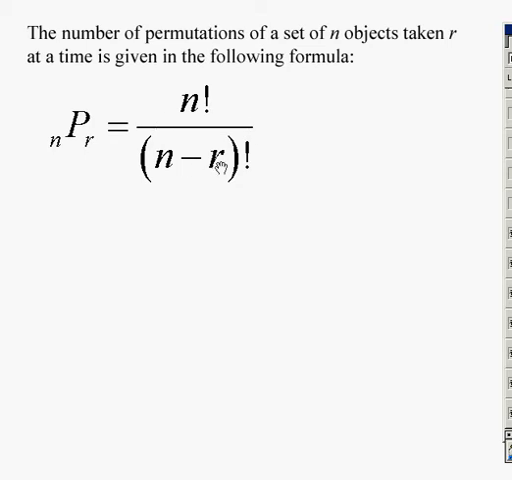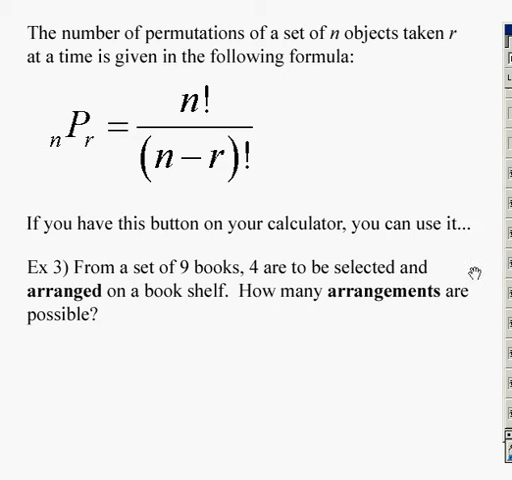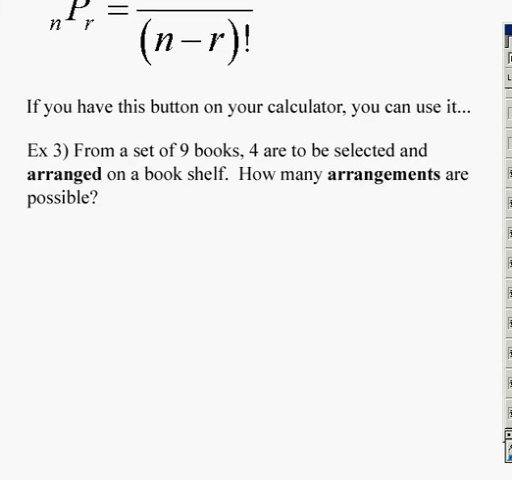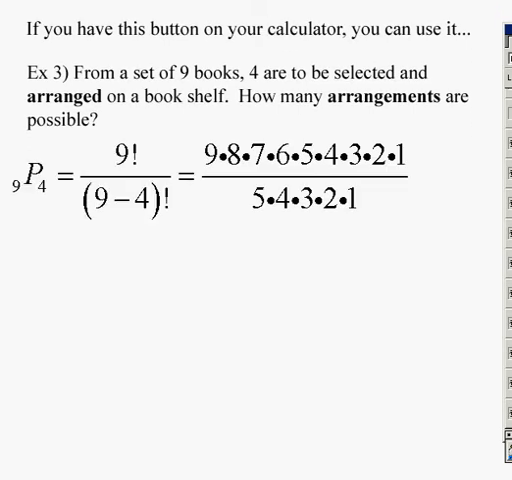It's n factorial over n minus r factorial. Now, if you've got that button on your calculator, feel free to use it. But right now we're going to work through a problem without the calculator for a second, so we can understand a little bit better, and then we'll use the shortcut and do the calculator. So let's say we've got 9 books. We're going to select 4 of those 9 and arrange them in some kind of ordered arrangement on a bookshelf. How many ways are possible?